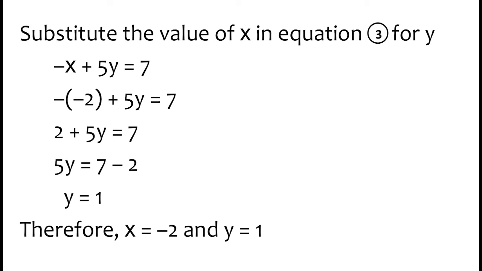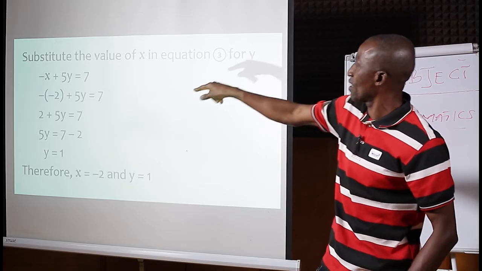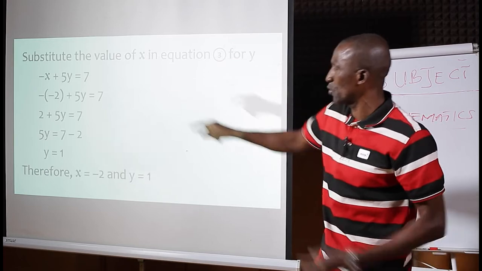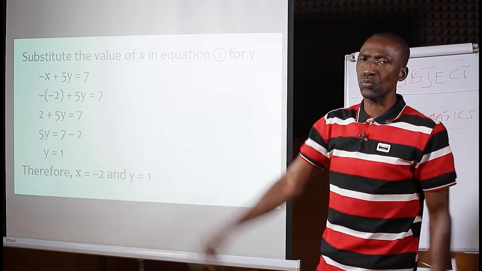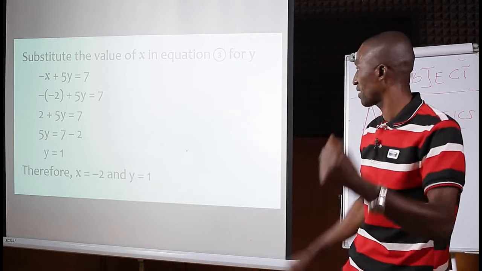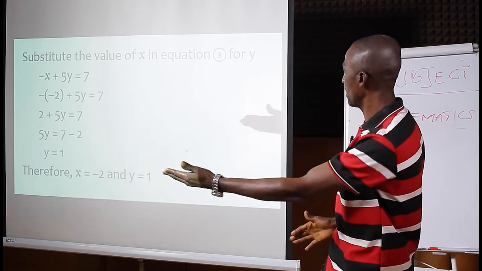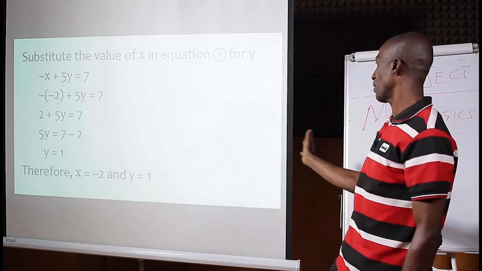So what is the value of x? The value of x is minus 2 from our calculation. So look at the first minus times the value of x, which is minus 2. I put that in bracket for clarity. Plus 5y equals 7. Now, minus 1 multiplied by minus 2, the answer is 2. So 2 is written there. Plus 5y will give us 7.